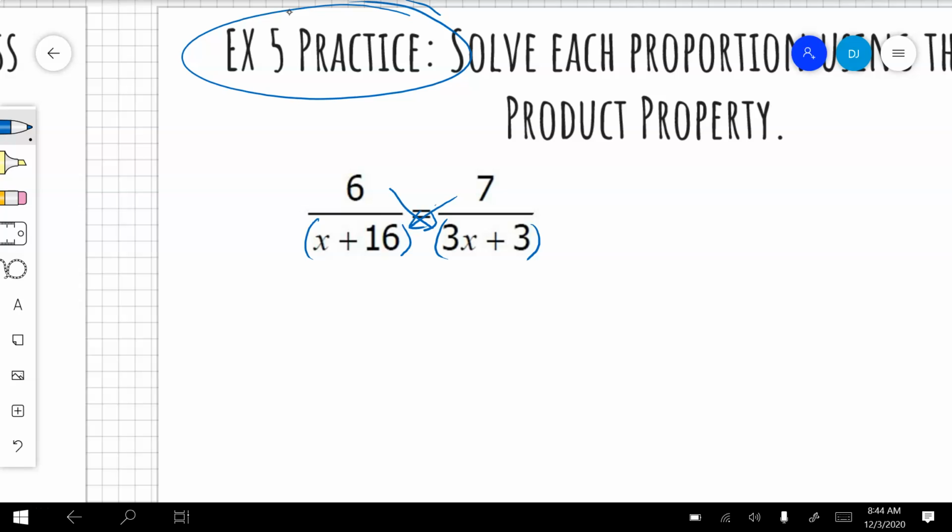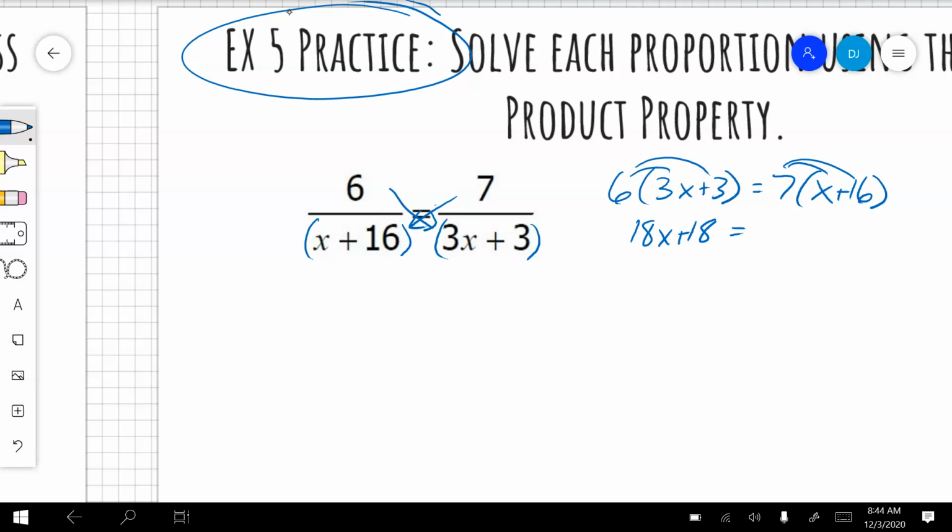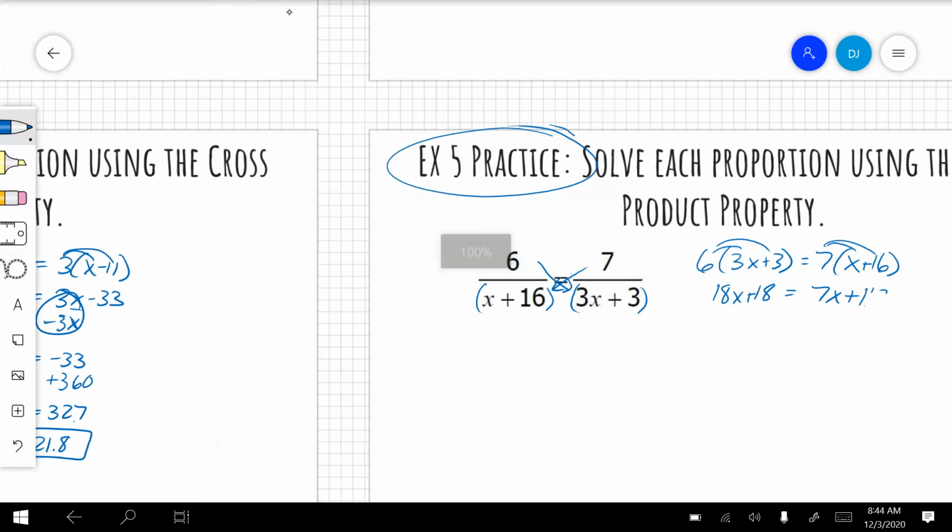First step, go ahead and group those binomials together, and we're going to go ahead and multiply or cross multiply our terms out. So we have 6 times 3x plus 3 equals 7 times x plus 16. Next step is we're going to go ahead and distribute the 6 and the 7. This becomes 18x plus 18 equals 7x plus 112. Goodness gracious.